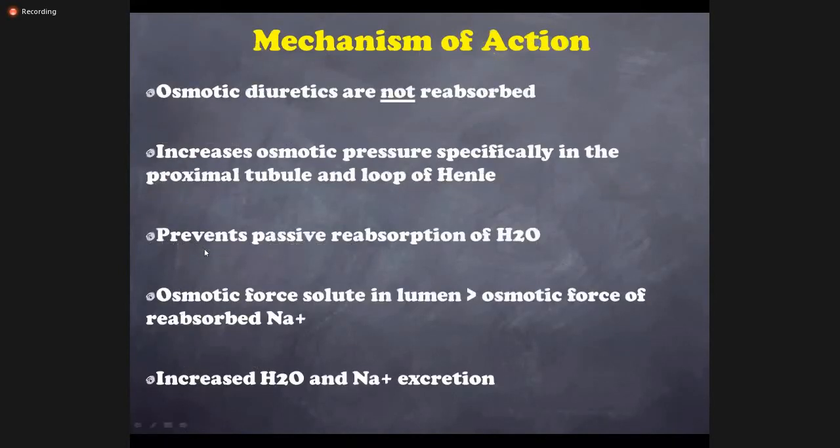Mechanism of action: osmotic diuretics are not reabsorbed and increase osmotic pressure, specifically in the proximal tubule and loop of Henle, right? The main site is the proximal tubule. They prevent passive reabsorption of water. The osmotic force of the solute in the lumen opposes the reabsorption of sodium, right? Simple mechanism: increased water and sodium excretion.